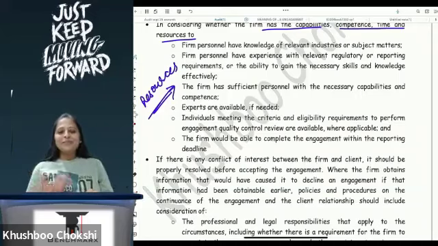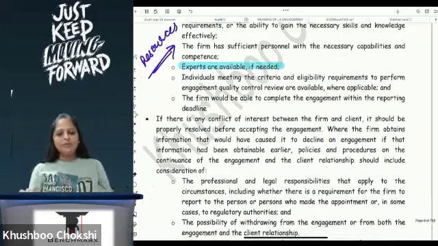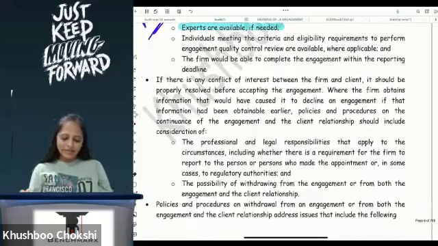But experts are there, and these are experts. They are very, very knowledgeable. They specialize in that particular sector. So if you have any issues, you can always refer to the expert. But before that, you should have your own team who are capable enough to perform the engagement. If you don't have that, then in that case, experts are not going to be of any help.